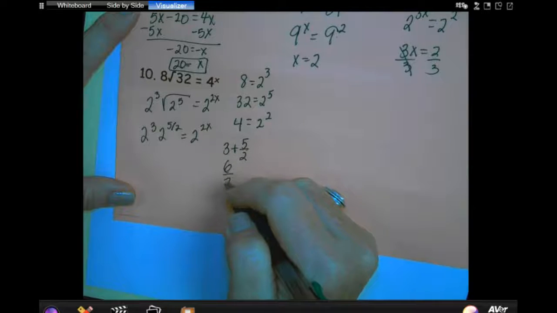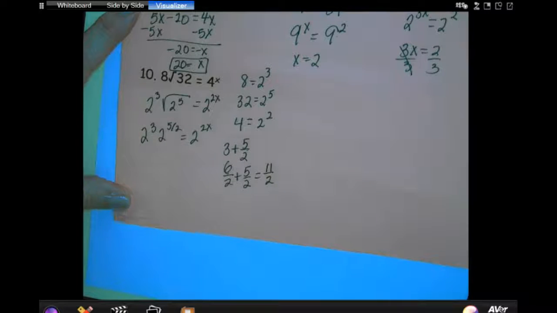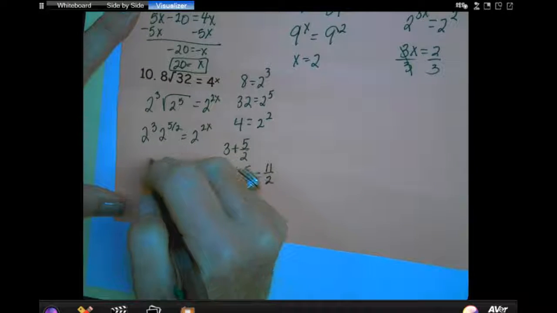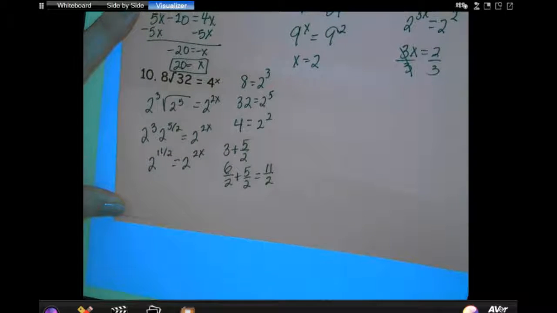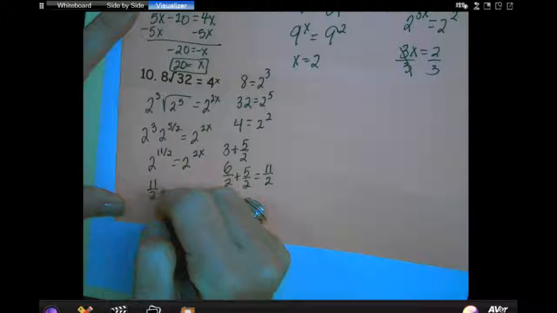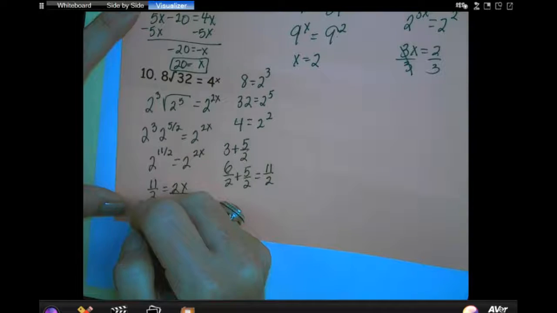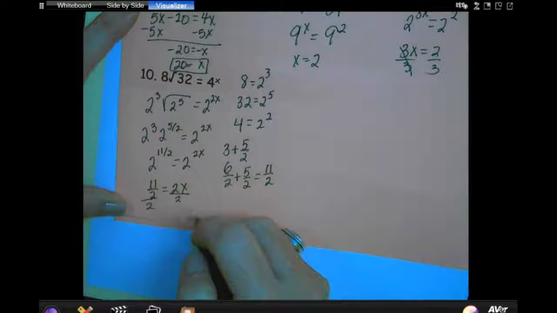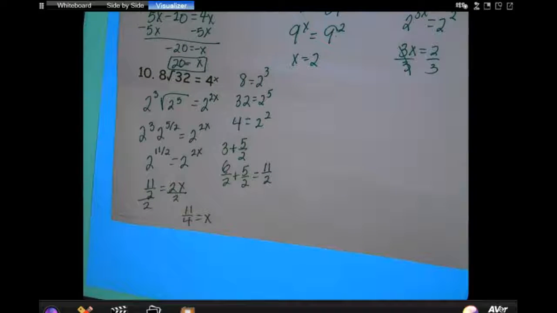So that gives me 6 over 2 plus 5 over 2, which is 11 over 2. So I get 2 to the 11 over 2 equals 2 to the 2x. Now we can get rid of the 2's, right? And I can put 11 over 2 equal to 2x. And when I divide by 2, I get 11 over 4. Because when you divide, it's like multiplying times a half.